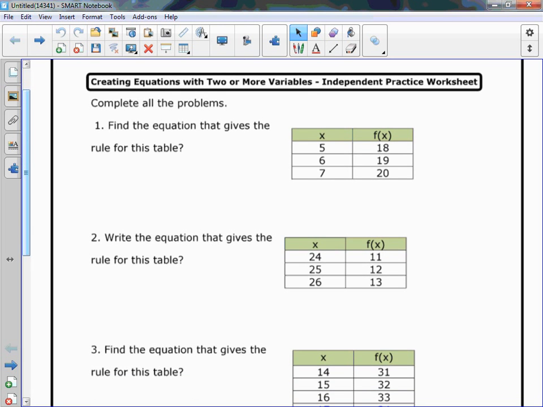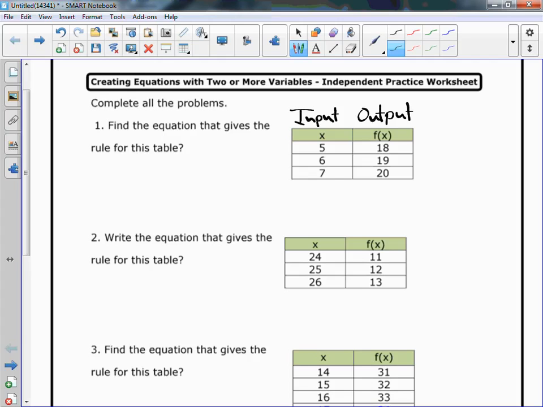It says complete all the problems. Obviously. So number one, find the equation that gives the rule for this table. Now, these tables, this is the input, that's what we put in, and this is the output. This is the function table, and we'll talk about that stuff a lot more when we get into functions. But just for an introduction into writing an equation, we're going to take this.